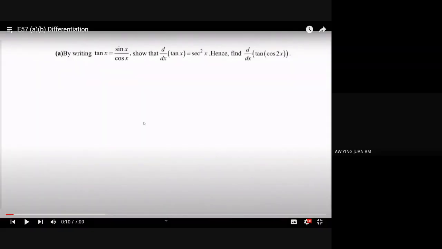So for this question you can put a remark. Sometimes students do not understand the question, they do not see how to do this. So I take an example. A, by writing the tangent equals sine over cos, show that differentiate the tangent x with respect to x is equal to secant square x. Hence, find the differentiation of the tangent bracket cos 2x with respect to x.